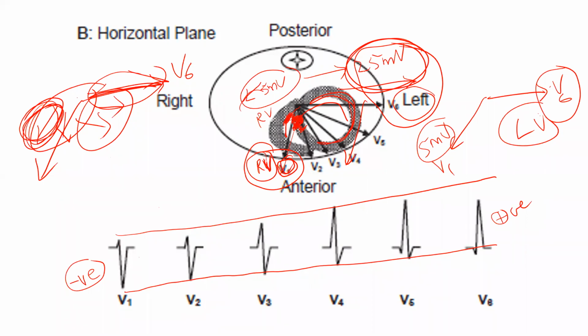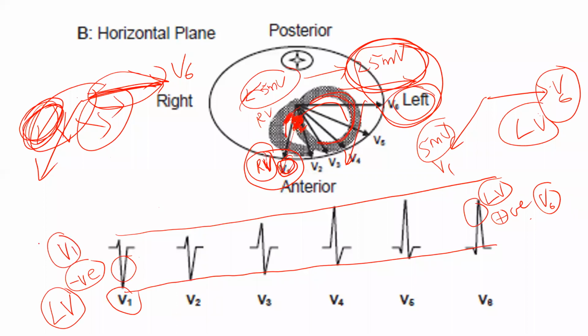Because in V1 all this negative was due to the activity of LV, and this is also the activity of LV only. Because V6 is taking the side of LV only, it is coming positive. V1 is taking the side of your RV. Because of that, LV activity was negative. So, this is something called normal progression of R wave. This is very important. Slowly the negative wave should go on decreasing to become the positive wave. That is normal R wave progression.